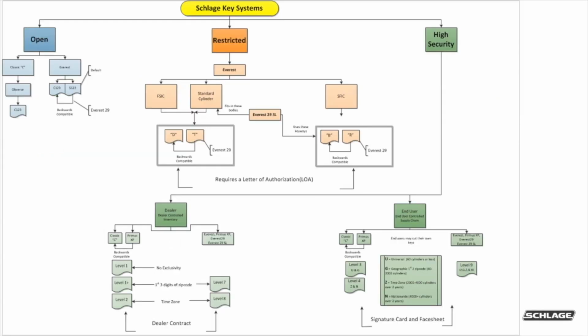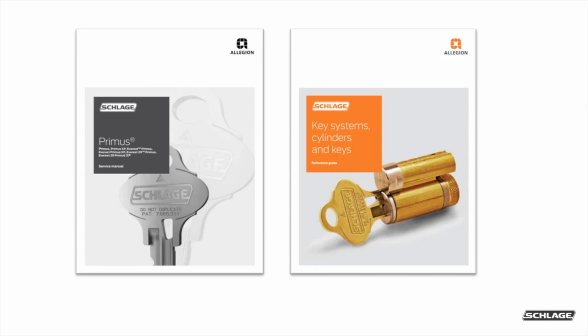Now you've seen how the open, restricted, and high security families work together to provide the level of security you may need. The information we have shared comes from the Primus Service Manual and Schlage Key Systems, Cylinders, and Keys booklet. In these booklets, you will find more in-depth information on topics reviewed like cylinder mechanisms, construction and operating principles, keyway and key control, keyway options, and the classic Primus and classic Primus XP keyways. Both these booklets are available from our website or from your sales representative.